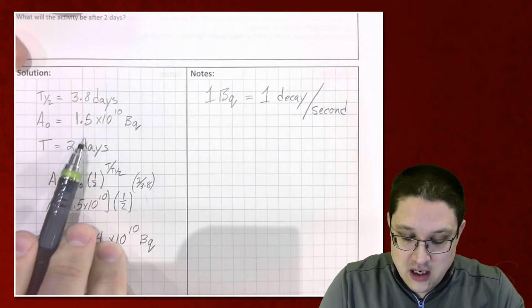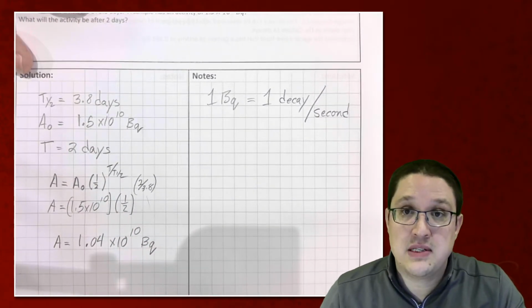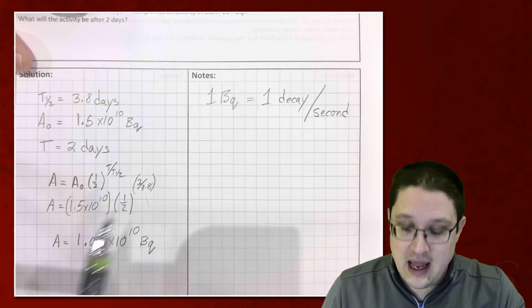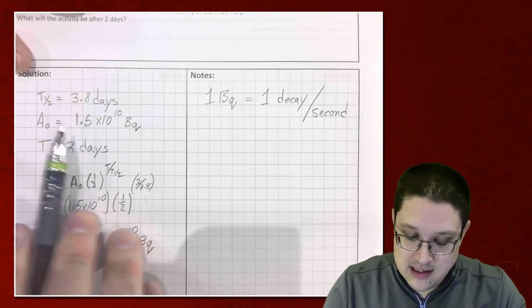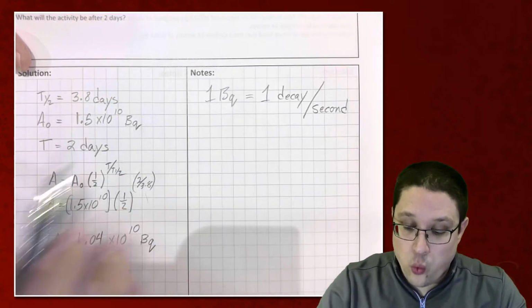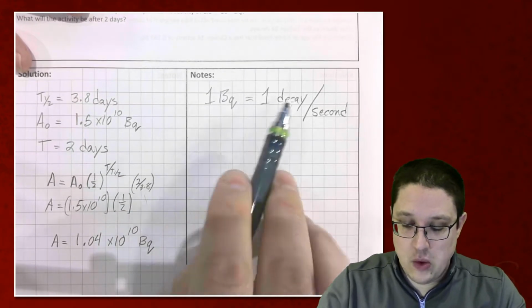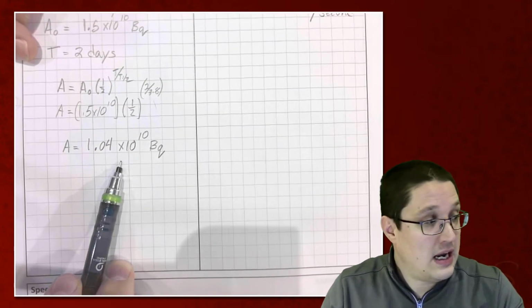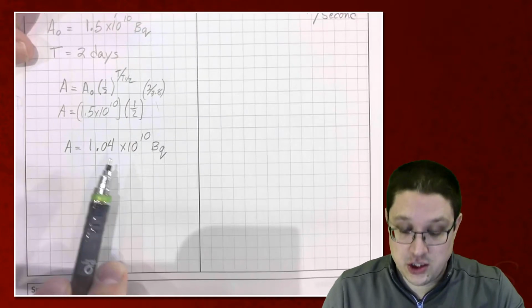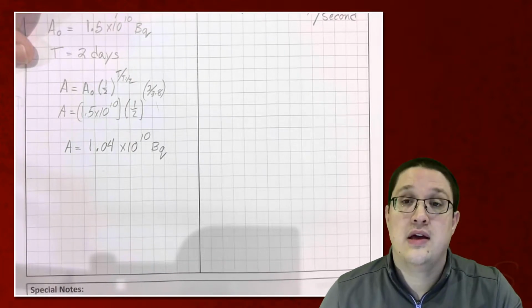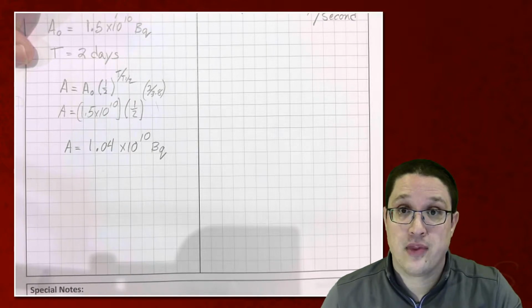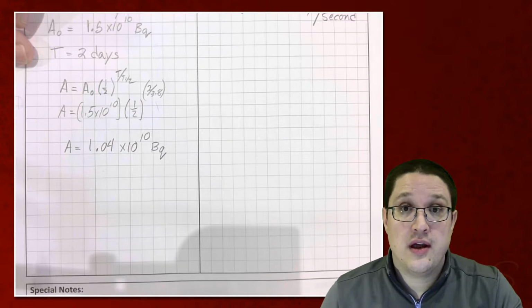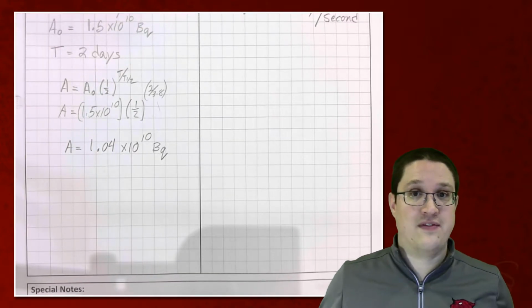So this here means that there are 1.5 times 10 to the 10th, or 15 billion decays every second. That seems like quite a lot, but that is one way to measure radioactivity. 1 decay per second is 1 becquerel. This means that after 2 days, the activity that I can measure has gone down to 1.04 times 10 to the 10th becquerels.